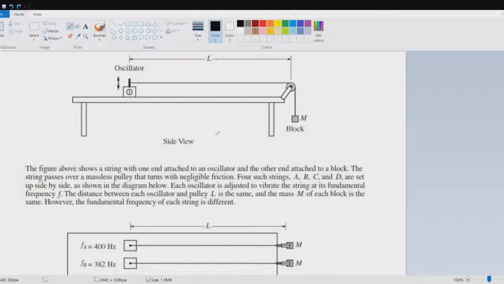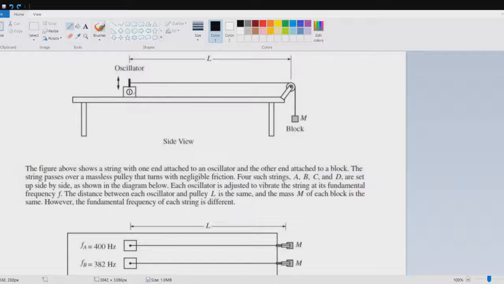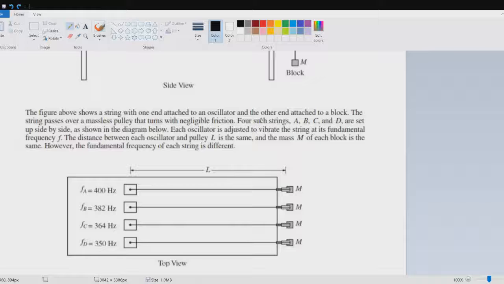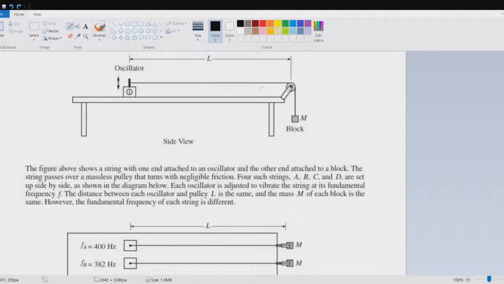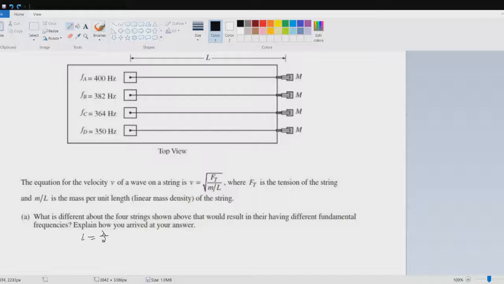Okay, so now we have a second free response question. The question says that 4 strings are attached to oscillators on a table, while the other end of the string is attached to a block that hangs off the end of the table. The question also says that the length of all the strings are the same, and the mass of the block that is attached to the strings are all the same. It also says that the fundamental frequencies of all the strings are different.